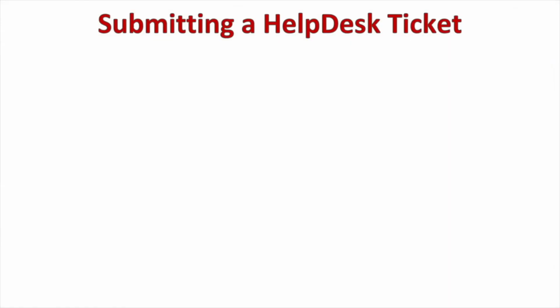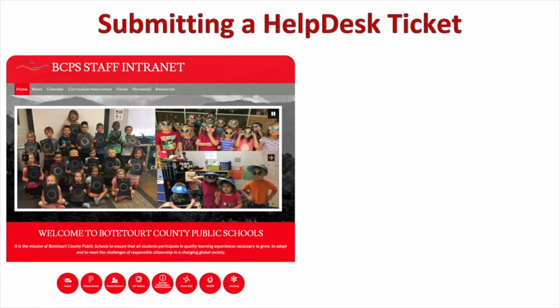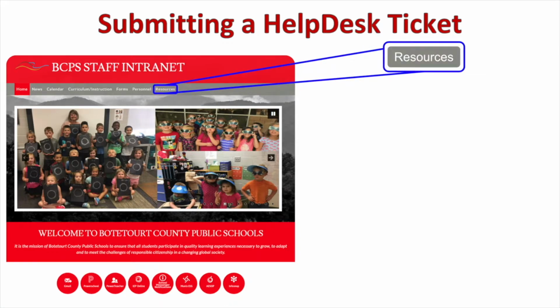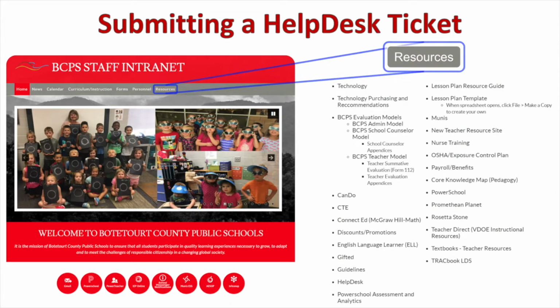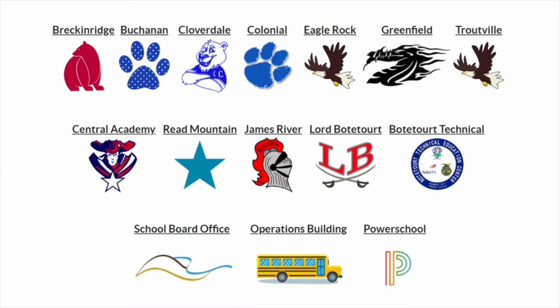If you are experiencing any issues with something technology related, you'll need to contact the technology department by using the HelpDesk ticket request portal. To access this, go to the staff intranet and click on the resources link. On the page that opens, click on the first bullet point for technology. On the technology site, select the link to submit a HelpDesk request. To start the process, simply click on the mascot or logo for your school and it will bring you to this portal.